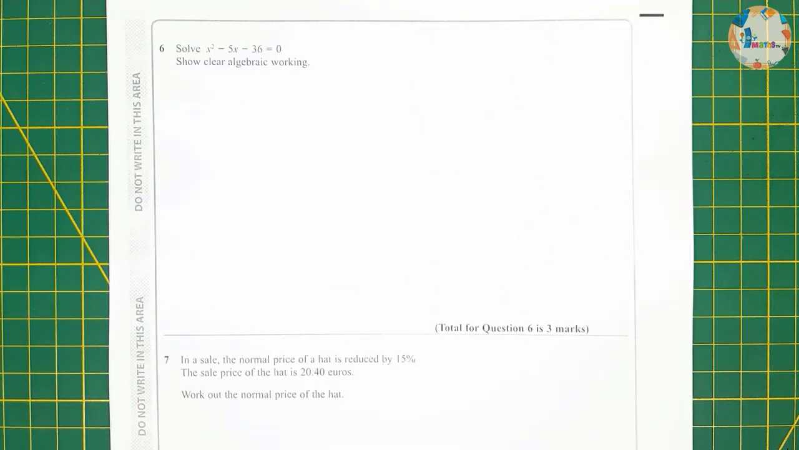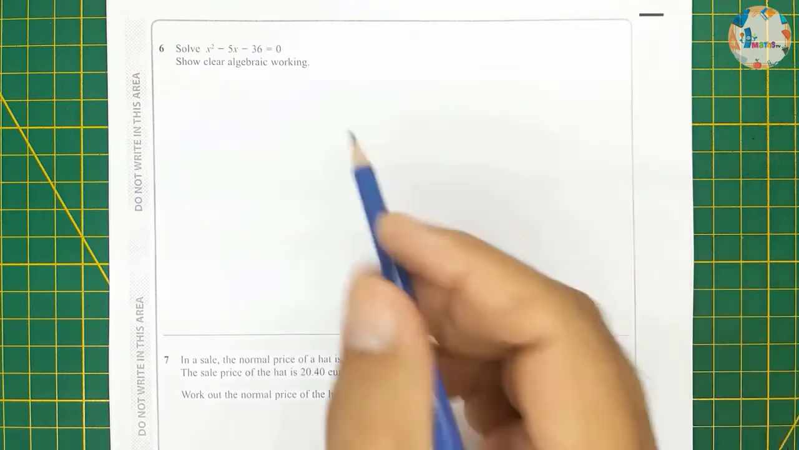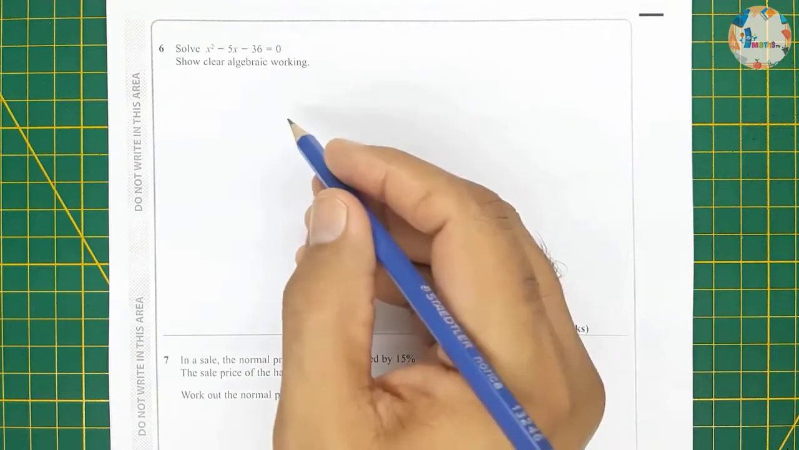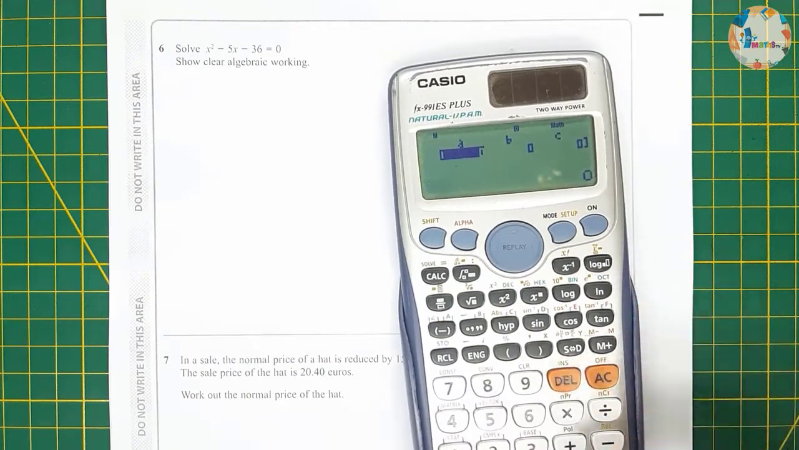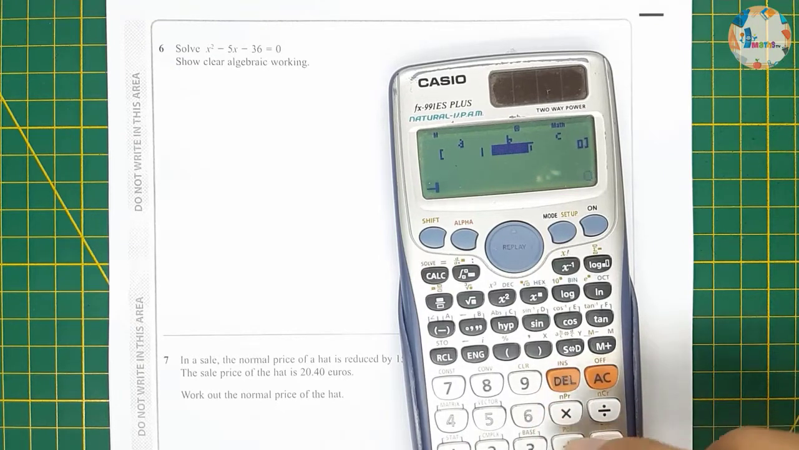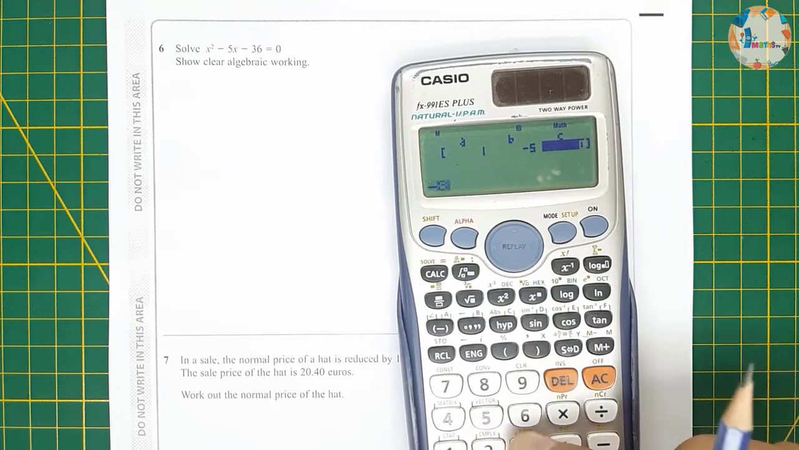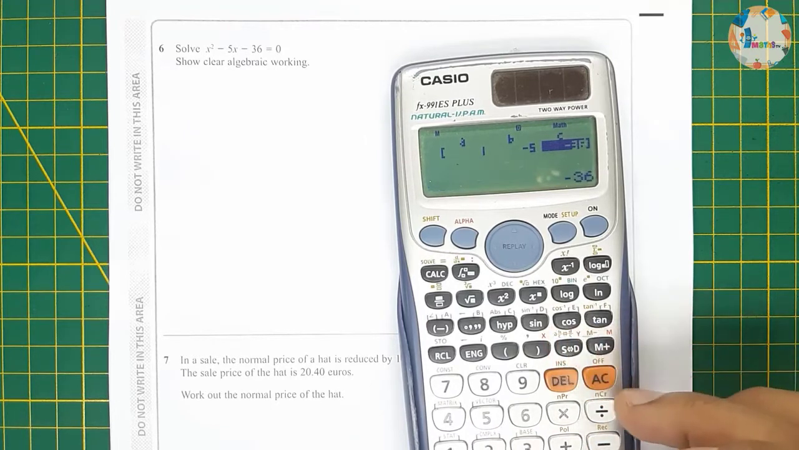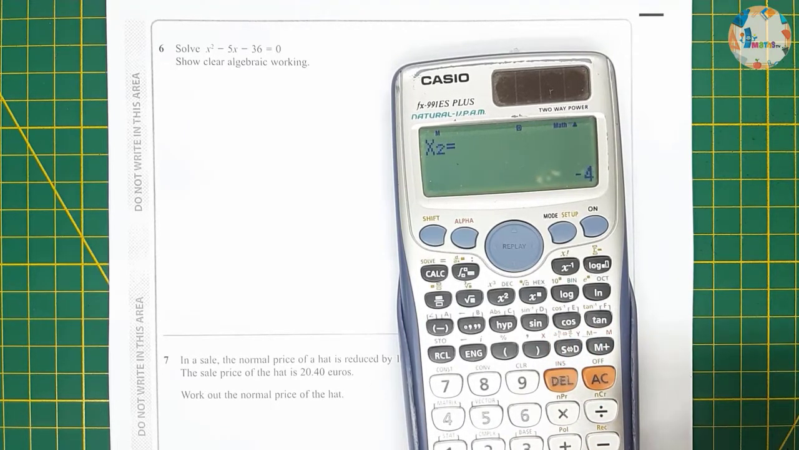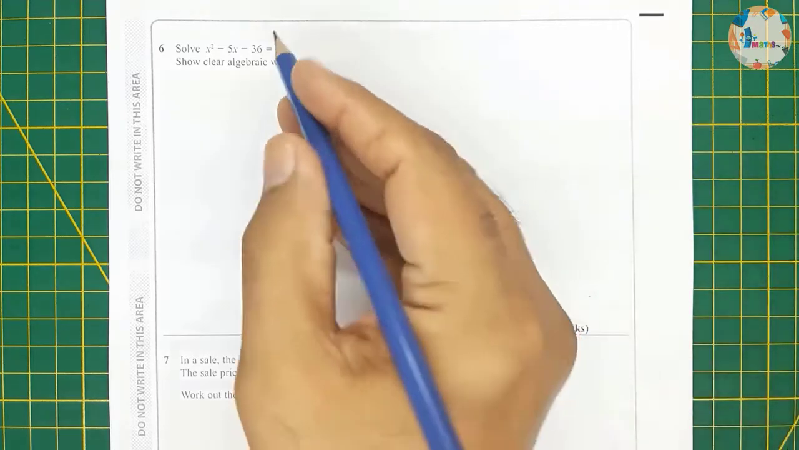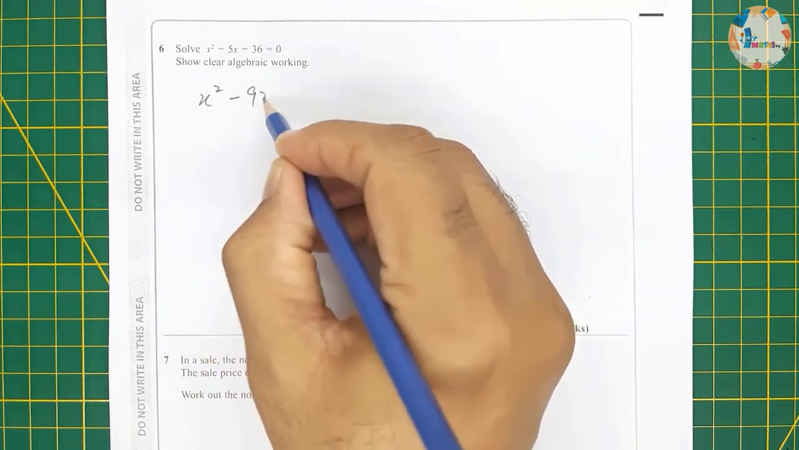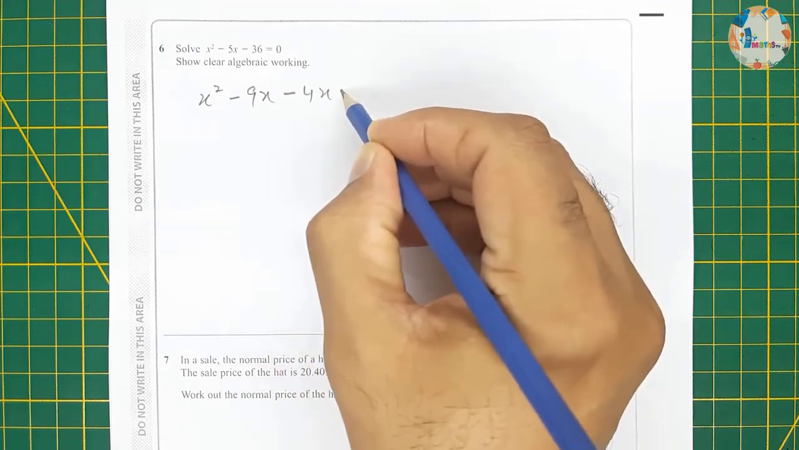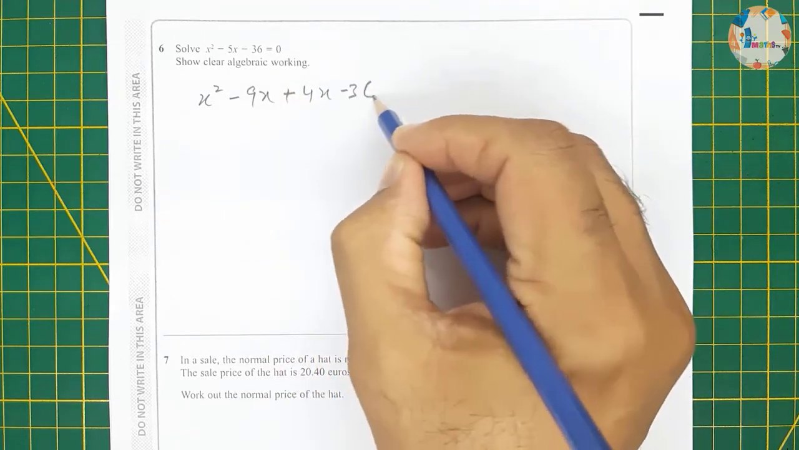Question number 6. We have to solve this quadratic equation. Show your clear algebraic working also. So we can quickly check with this mode, x squared will be 1, the coefficient of x will be -5, and then it will be -36. If we check 9 and -4, we can get x squared minus 9x plus 4x minus 36 is equal to 0.